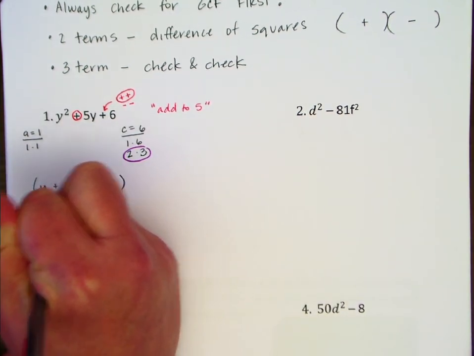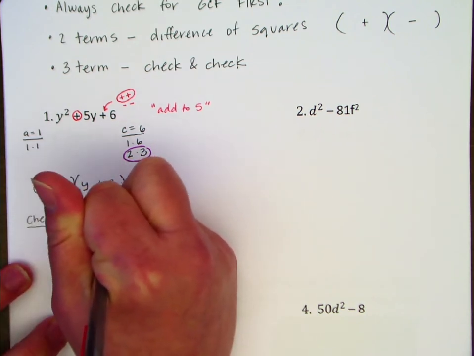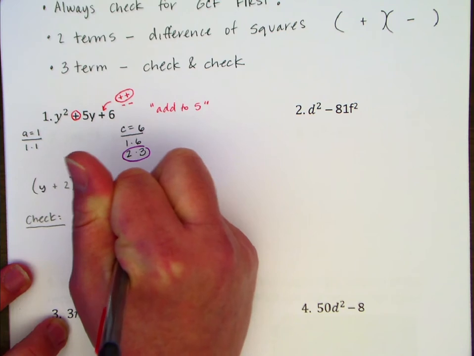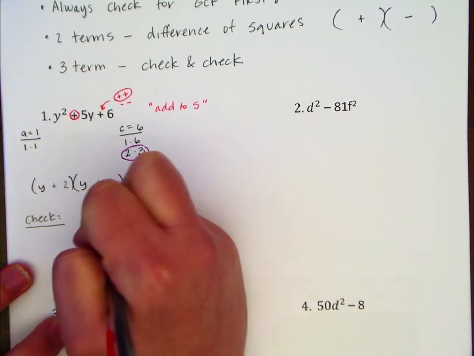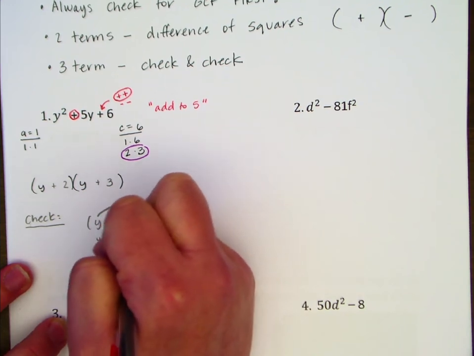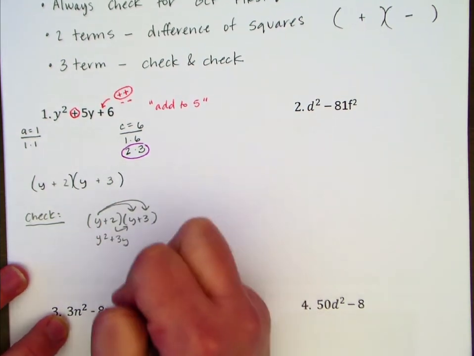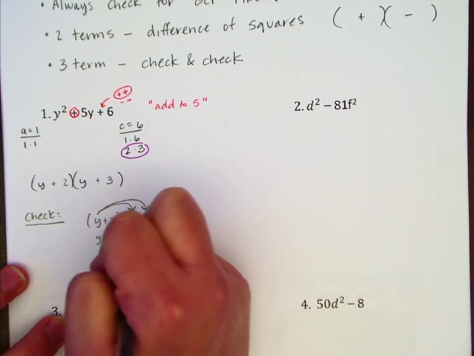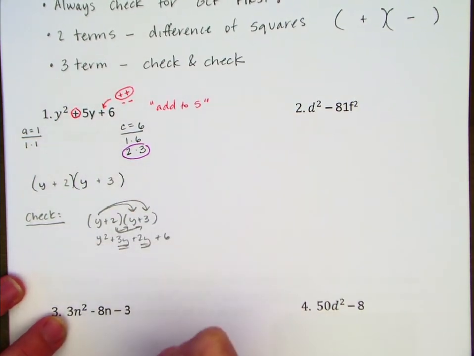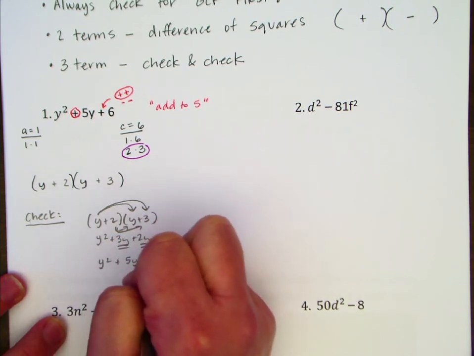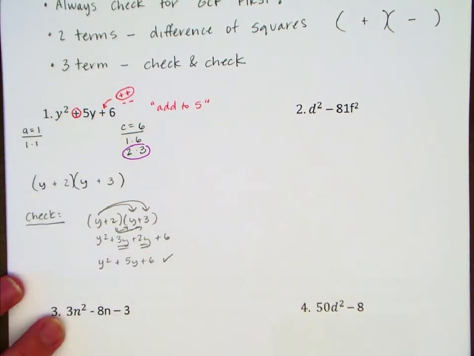Remember, still required. So I'm going to FOIL it. If you want to box it, that's fine. Doesn't really matter. So y times y, y squared. Y times 3, positive 3y. 2 times y, 2y, 2 times 3, positive 6. Okay, and then we combine like terms, we get y squared plus 5y plus 6, and it checks out, because that's what we had originally.